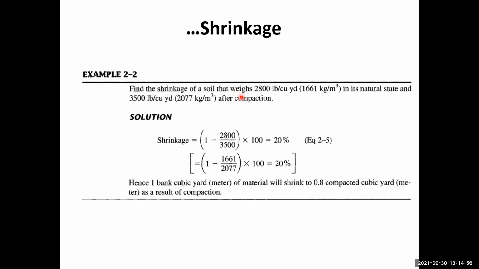An example of the shrinkage: find the shrinkage of the soil that weighs 1661 kilogram per cubic meter in its natural state and 2077 kilogram per cubic meter after compaction. The shrinkage is then 1 minus 1661 divided by 2077, which in this case is 20%. It means that a bank cubic meter of the material will shrink to 0.8 compacted cubic meters as a result of the compaction. This is the meaning of shrinkage and compaction.